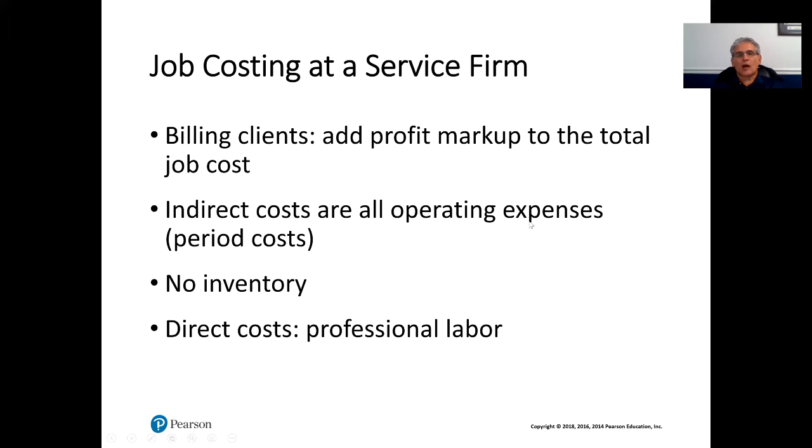Indirect costs are all operating expenses, they're period costs. There is no inventory. And direct costs most likely include professional labor. So the example would be my accounting firm. We would track all of our costs and bill the client plus a markup.